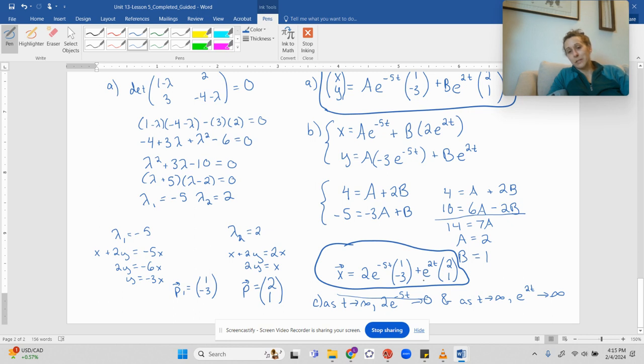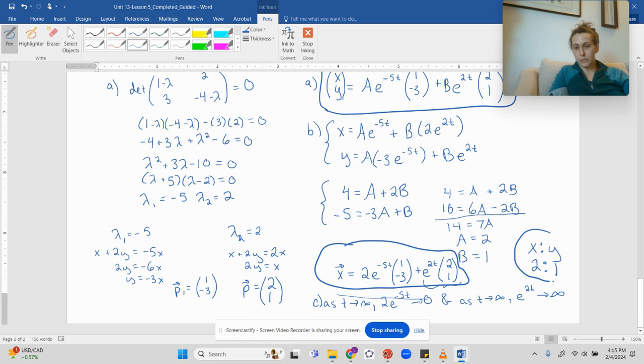What's going to happen is this part is going to keep growing and growing and growing. But as long as the second part keeps growing, the x is always going to be twice as large as the y. So can you imagine as e to the 2t gets larger and larger, because of the 2 to 1 vector here, the x will always be twice as large as the y. So the x to y ratio is going to be 2 to 1 long term. Ratio of x to y.